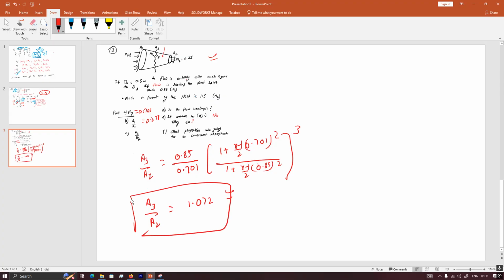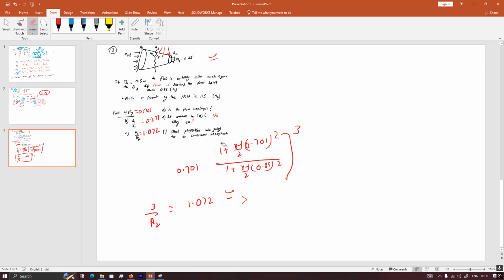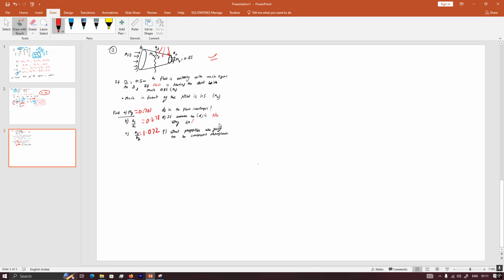So it is validating that, because A2 is less, A3 is more, so it will come more than 1.07. Okay, using the area ratios we can calculate these things. Let's see what is being asked in D point. So in D, is the flow isentropic?